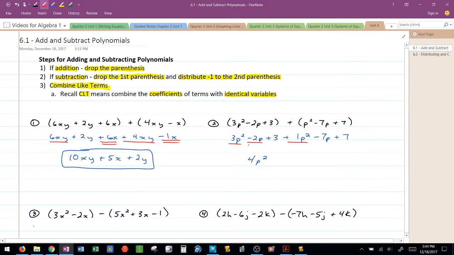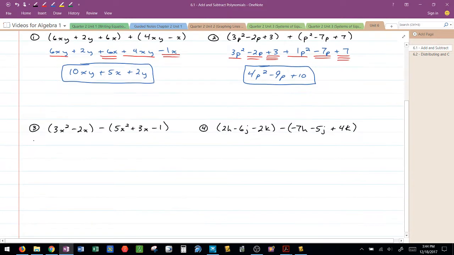I notice a -2p and a -7p. They combine to give me -9p. And I notice constants of positive 3 and positive 7. 3 plus 7 would be 10. There's no other like terms, so that would be my end result.